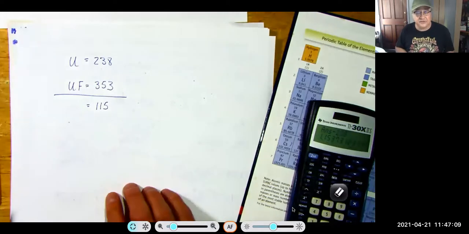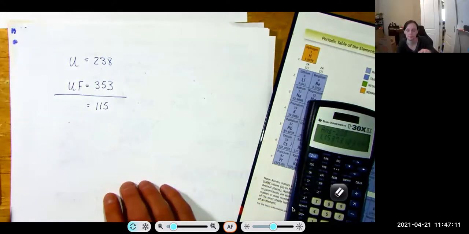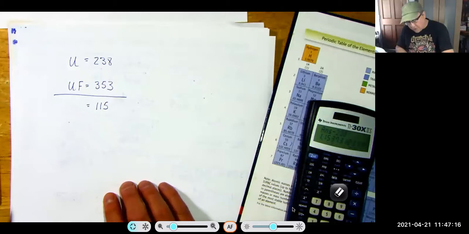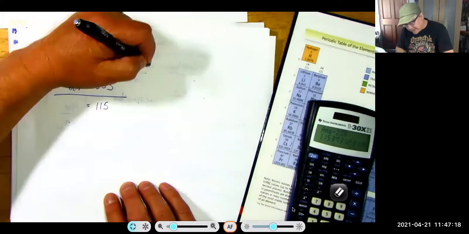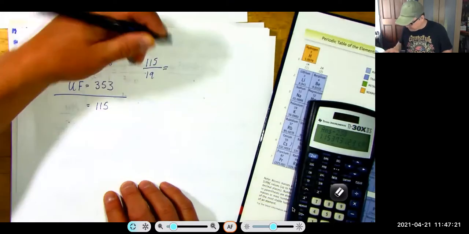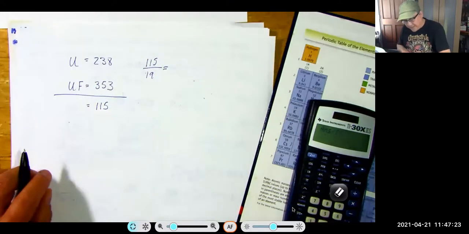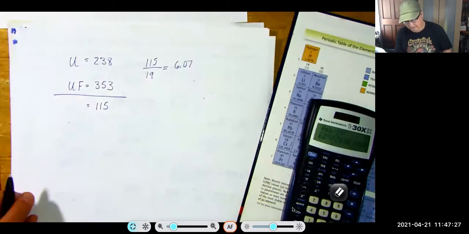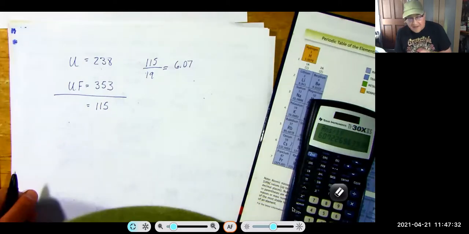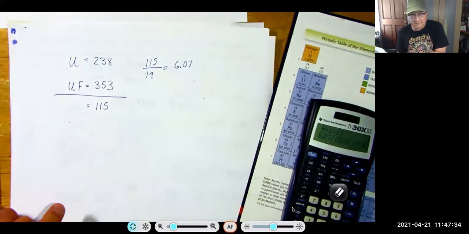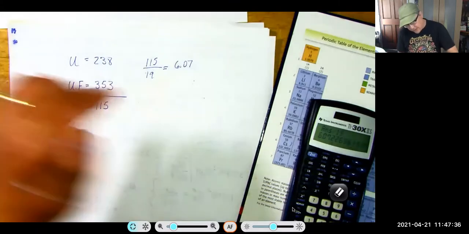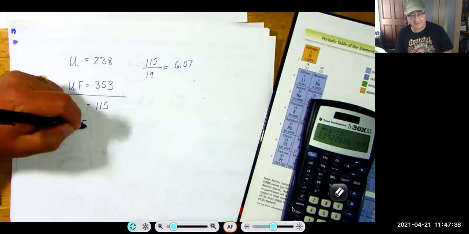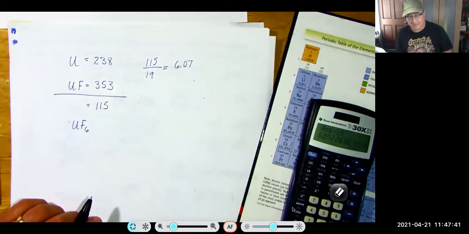I don't know. 19. So we're going to do 115 divided by 19 and see what we get. And we get 6.07. So how many fluorines do we need to make 115? 6. So UF6 is probably the answer.